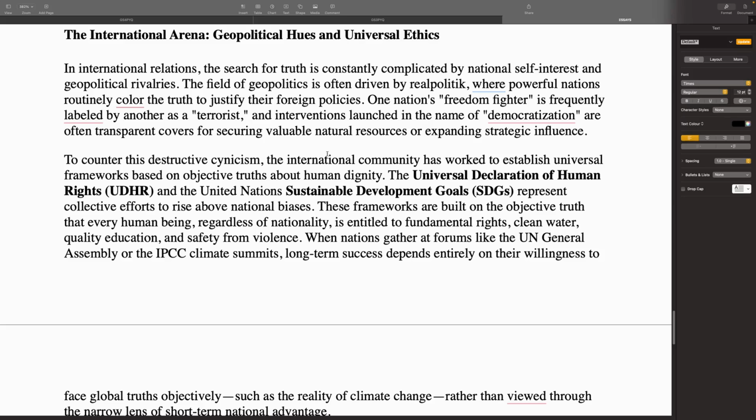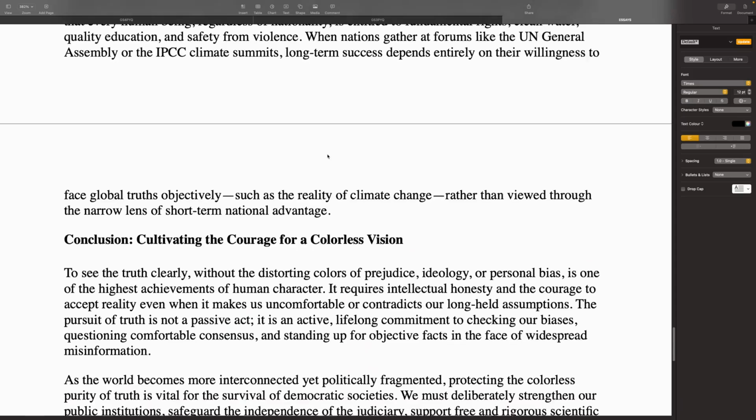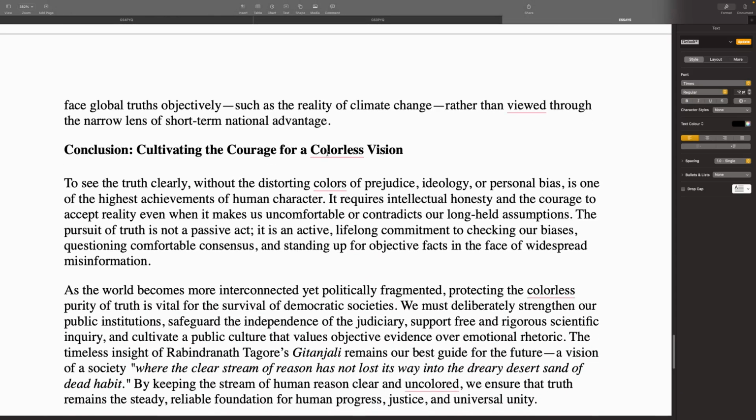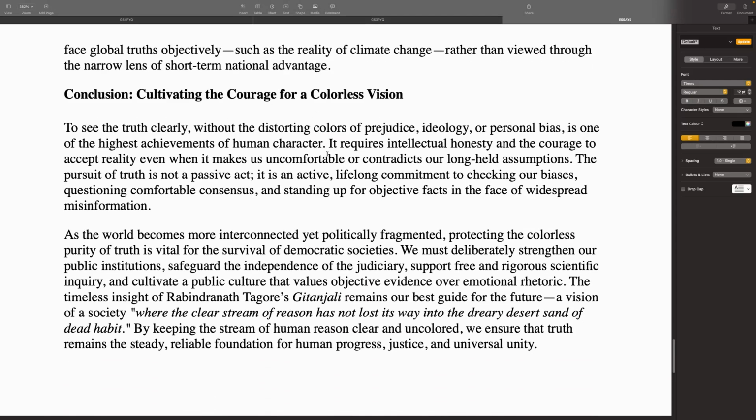When nations gather at forums like the UN General Assembly or the IPCC Climate Summit, long-term success depends entirely on their willingness to face global truth objectively, such as the reality of climate change, rather than viewed through the narrow lens of short-term national advantage.